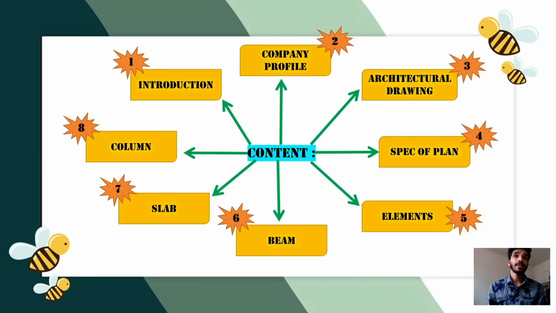Moving on to our next slide, which is the table of contents of this video. The very first one will be the introduction along with the company profile, architectural drawing, specification of plan, and elements: beam, slab, and finally column. Beam, slab, and column will each have their own calculation to retain a very good structure in order to achieve a reinforced concrete design building.